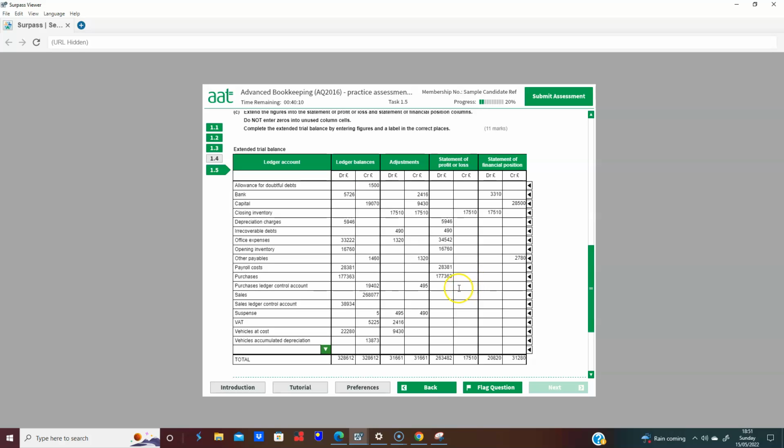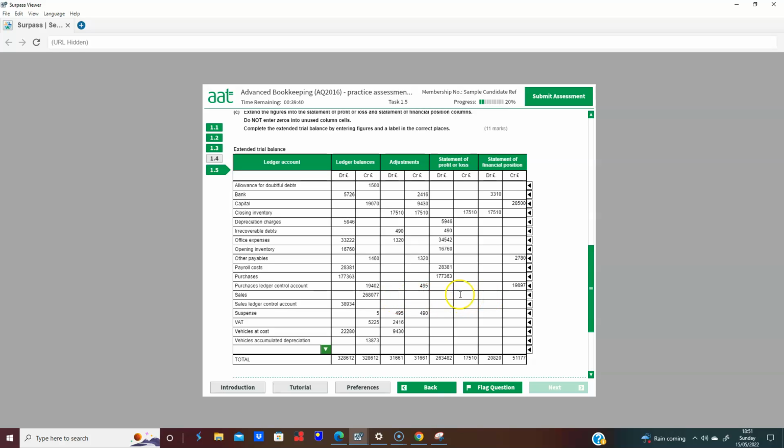Purchases, there you are, 1,777,363. Purchase ledger account. So you have that. You have a further adjustment, and that's of course a balance sheet adjustment. So you're going to have 19,402 plus 495, 19897. So this is critical. You need to be able to do this because you can see there's a lot of marks here, 11 marks, and you don't want to not get this.